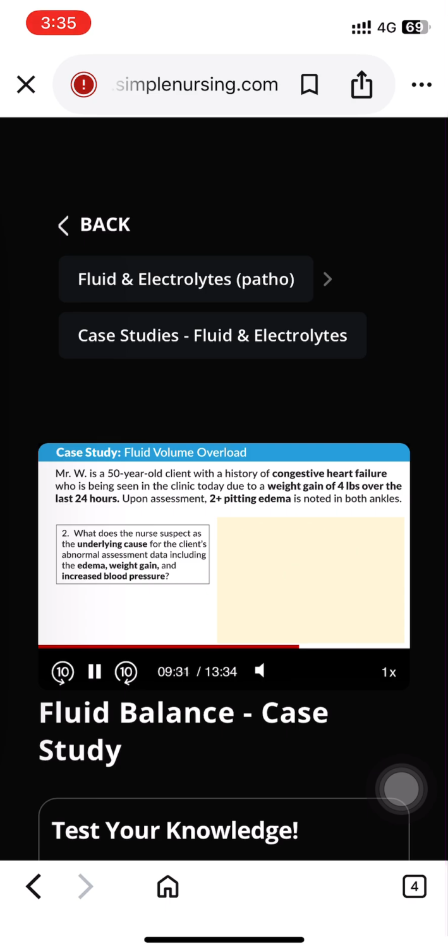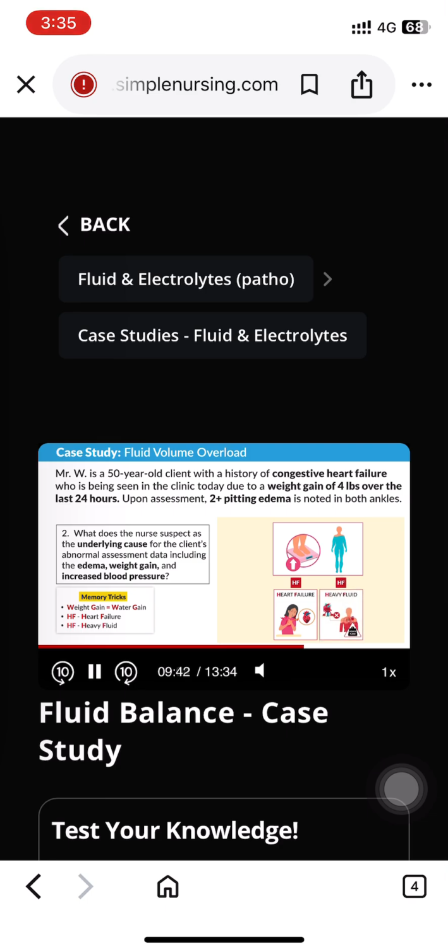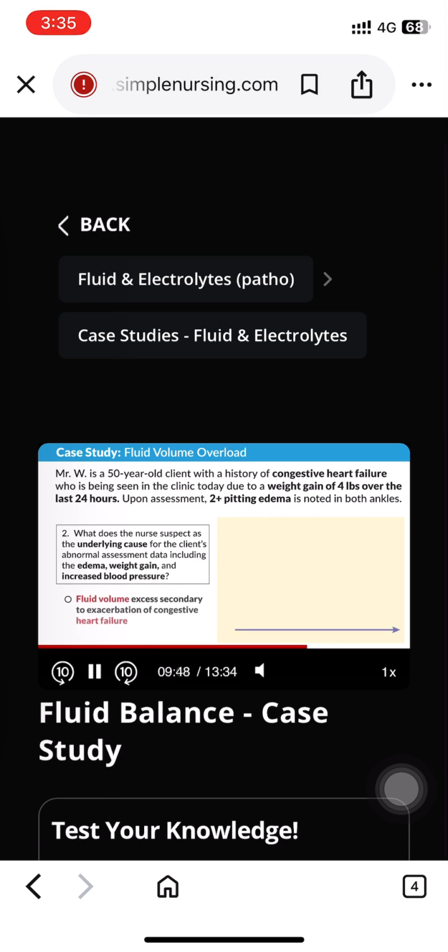So let's break this down. Well, just remember your memory tricks here. So weight gain is water gain. For our HF, heart failure clients, we have to think HF, heavy fluid in the body, as the body fails to pump blood forward. So the correct answer is fluid volume excess secondary to exacerbation of congestive heart failure.